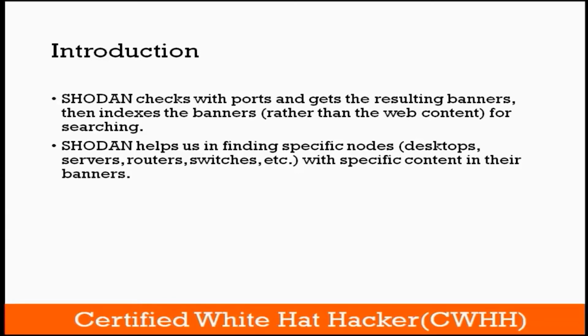So it helps you find specific things, like if you want to find a desktop or a server or a router, and different services give out different sorts of banners. So suppose you're looking for a D-Link router, the banner will be different from other routers. That way you can just filter out whatever you need. Take for example, you're looking for a MySQL server. You can just filter for IP addresses which contain MySQL servers running on a specific port.